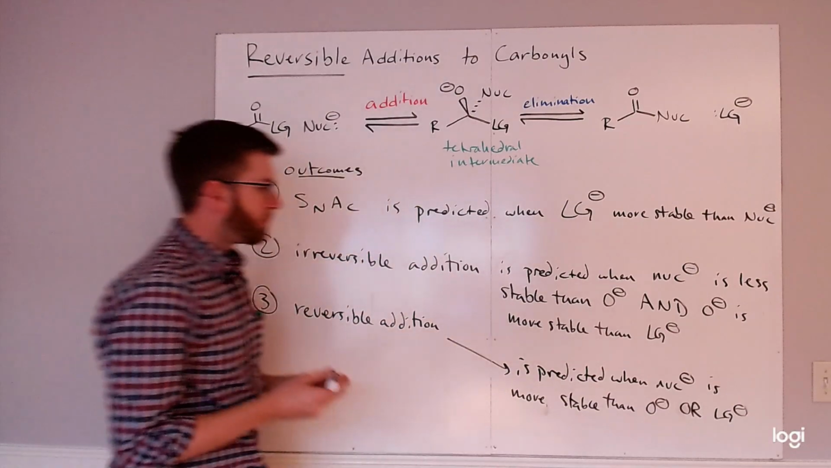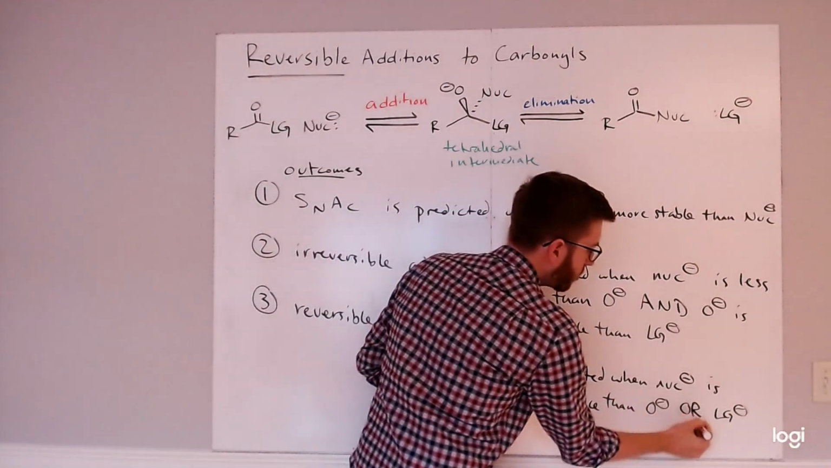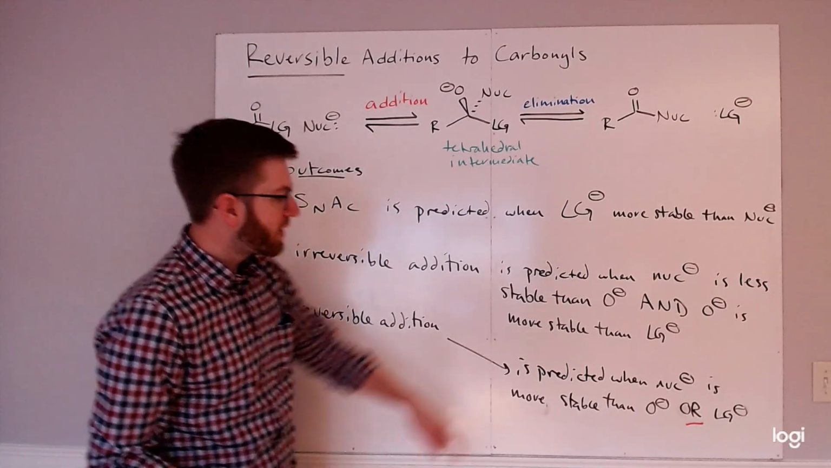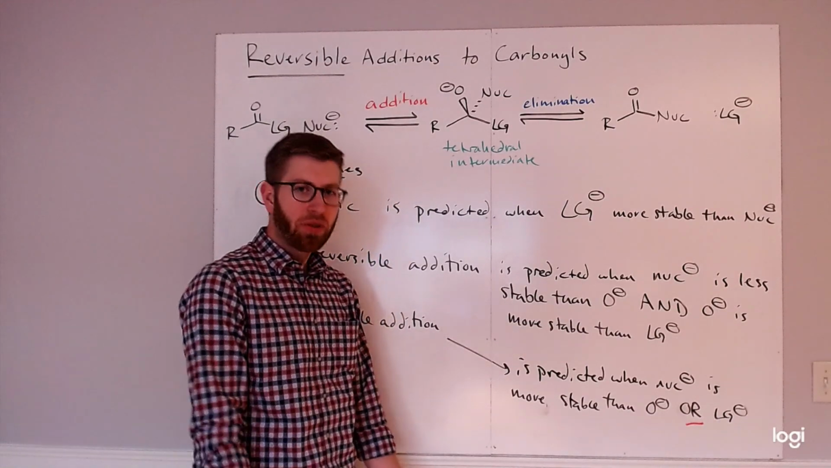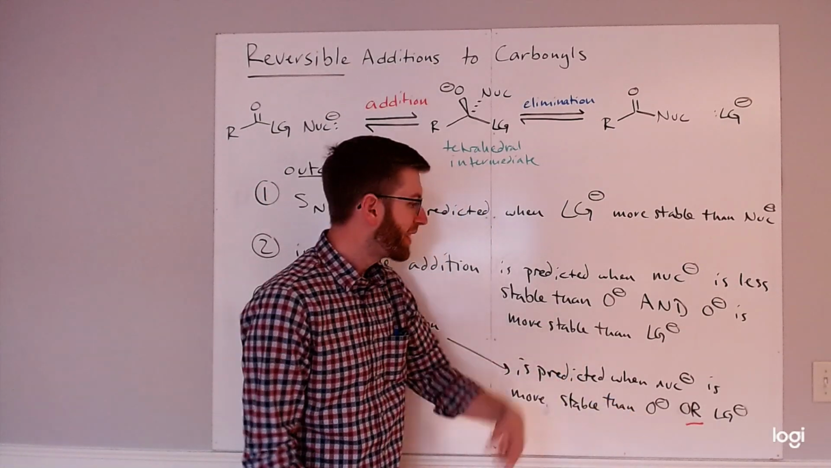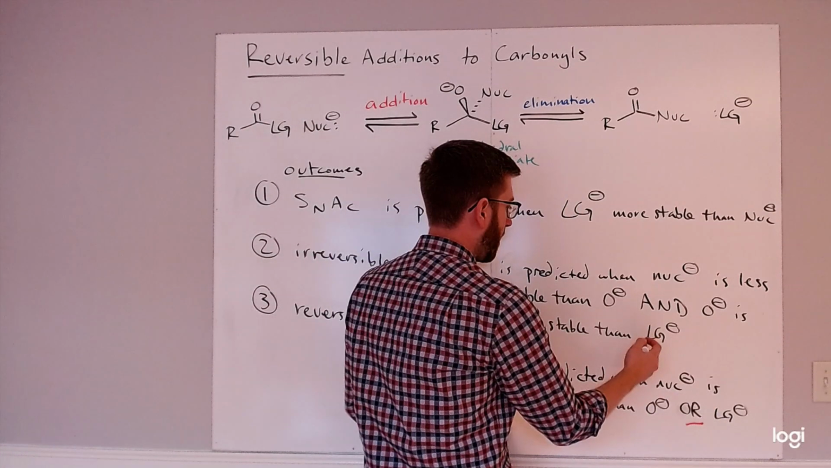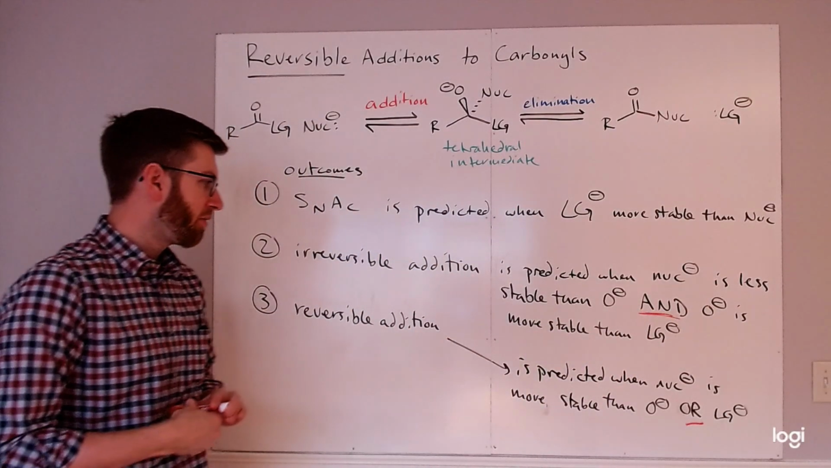All right, so why did I capitalize it? Because you have two criteria that both have to be met. It has to be the case that the nucleophile anion is more stable than two different other anions, both the O minus and the Lg minus. And so the same thing is true here, two criteria. Right, so that's kind of important for us.